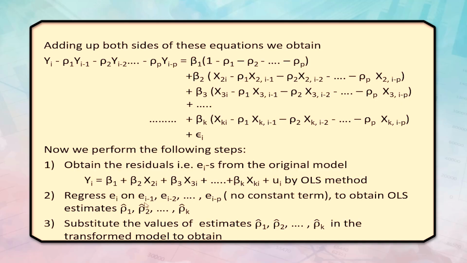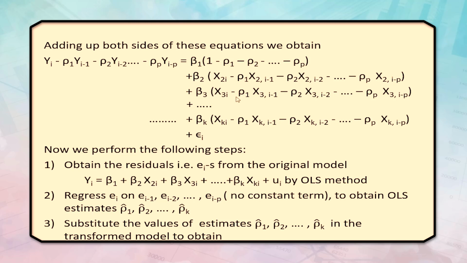So, we regress e on the lags up to the pth lag, and there is no constant term because the autoregressive scheme does not have any constant term. And then we obtain ordinary least squares estimates of rho 1, that is rho 1 hat, rho 2 hat up to rho p hat. Now, these rho hats can be substituted in this transformed model. Once we substitute these rho hats in the transformed model, we obtain a model where the remaining disturbance term epsilon_i follows the properties of the classical model.